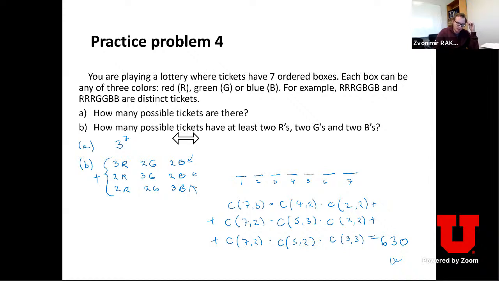Yeah, so Tori's solution, it's choose(7,3) times choose(4,2) times choose(2,2) times 3. That's a good solution. Okay. Any other questions?